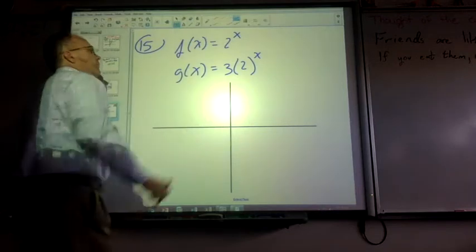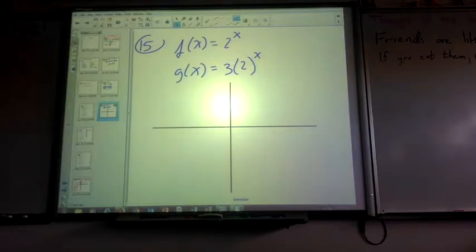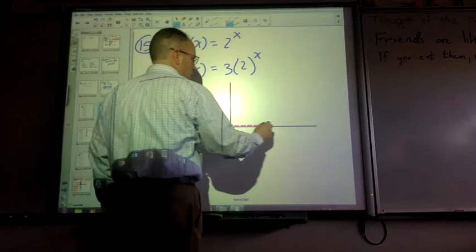All right, item 1. Do these two graphs have the same asymptote? They sure do. There's nothing after the actual function, 2 to the x plus 0 and 3 times 2 to the x plus 0. So it's the same asymptote. So my asymptote is still, in both cases, going to be here. Is that okay?